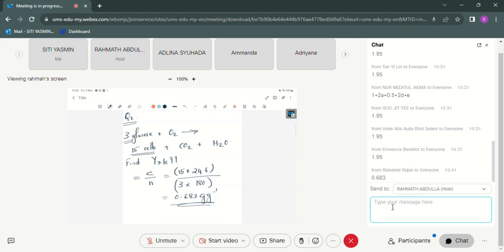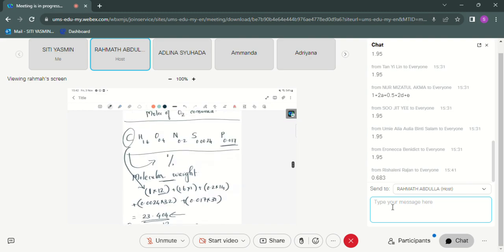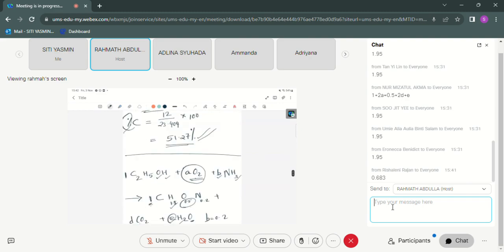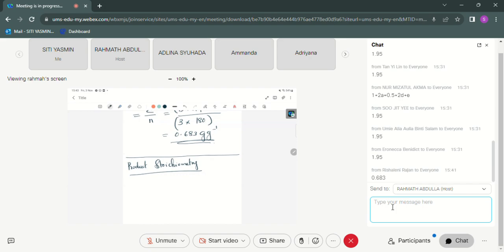Okay, now we have one more last topic for today, which is called product stoichiometry. Because all this while we were learning about the biomass, isn't it? Biomass yield, you can see over here is molecular weight, respiratory quotient, and so on. So now we have a few things that you need to study about product stoichiometry. Okay, I want you to write down this equation first, then I explain.